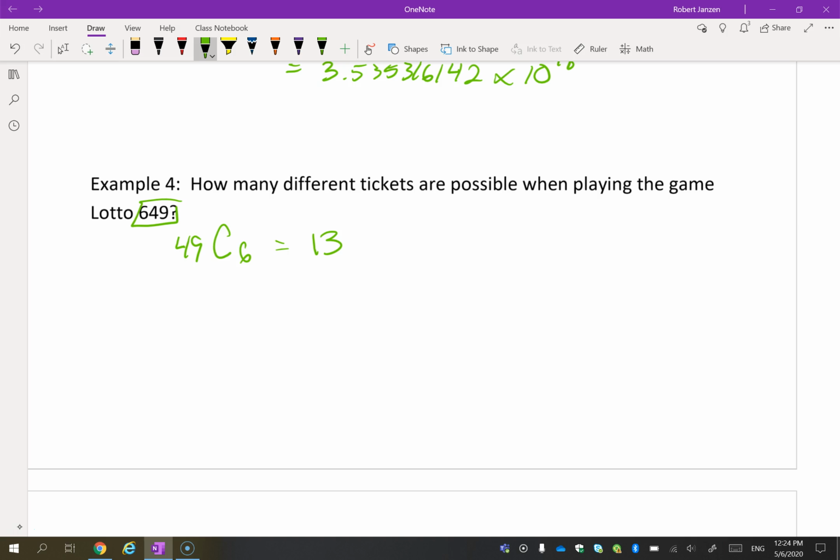And this is interesting. Just to put this in perspective, this is about 14 million possibilities. Lotto 649 usually pays out a couple of million dollars. So if you wanted to buy every single possible ticket, you would have to buy 14 million tickets. They cost $1 each, I think. That's $14 million, and they pay out a couple of million. So you can see why Lotto 649 makes a lot of money for the provinces.